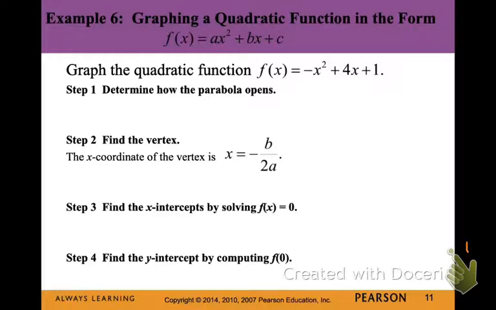Precalculus, Chapter 2, Section 2, Quadratics. And this is Part 2 of the notes. So let's start at Example 6. Graphing a quadratic equation in standard form, ax squared plus bx plus c.